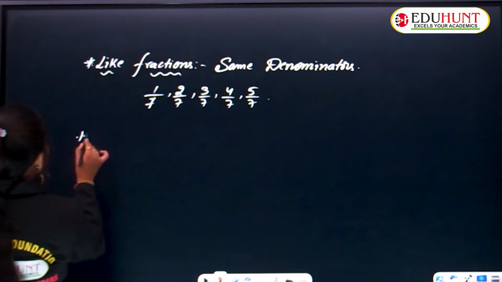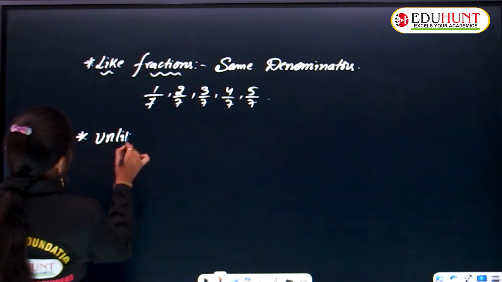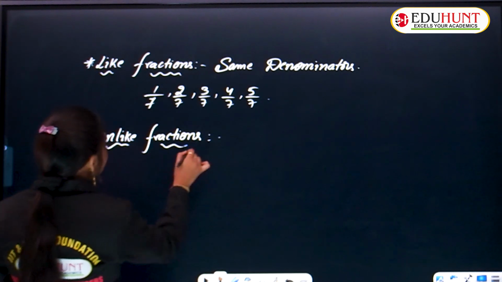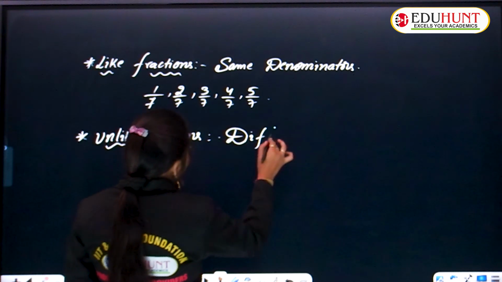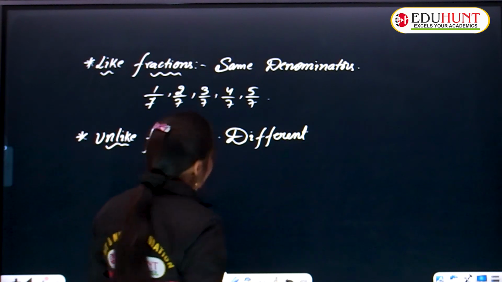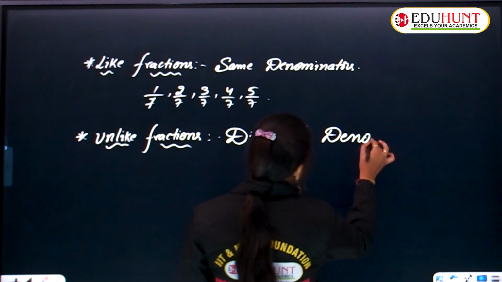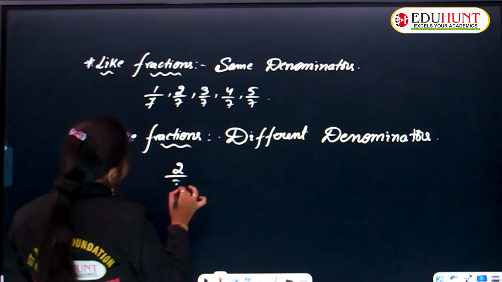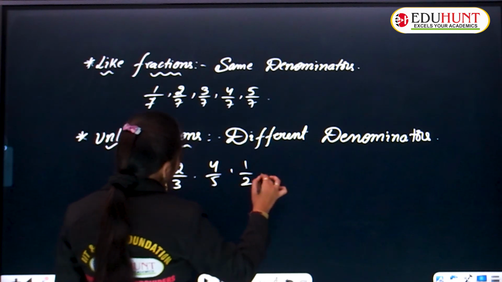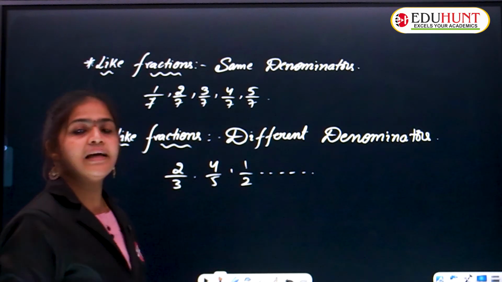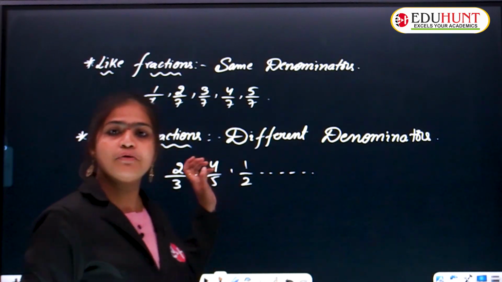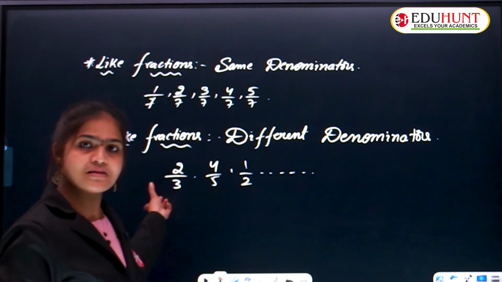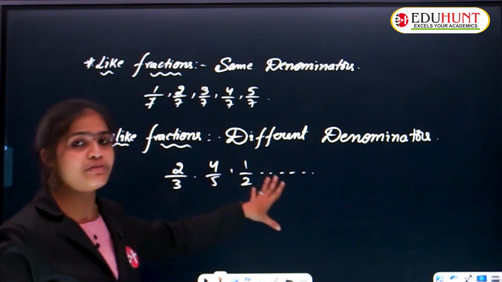And in the same way, what are unlike fractions? Unlike fractions means different denominators. The set of given fractions have different denominators. Now see, 2 by 3, 4 by 5, 1 by 2 and so on. Observe that whatever the numerator may be, no matter, we just have to observe the denominators. Now here the denominators are different numbers. So that's why we call them unlike fractions.